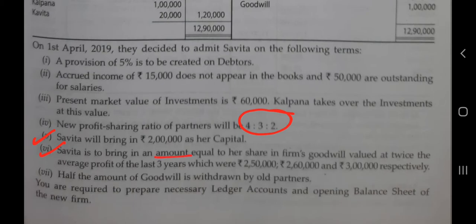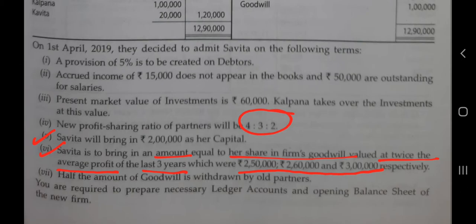Savita brings amount equal to her goodwill valued at twice the average profit of last 3 years, which were 250, 260 and 3 lakh. So how to calculate the value of goodwill? We have already discussed in chapter number 2. So goodwill can easily be calculated, and then you can calculate Savita's share. Savita's share is going to be 2 by 9.